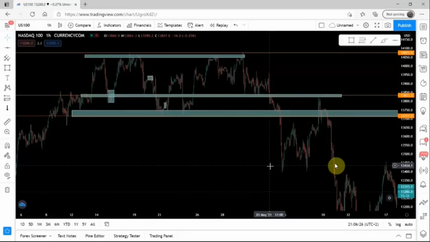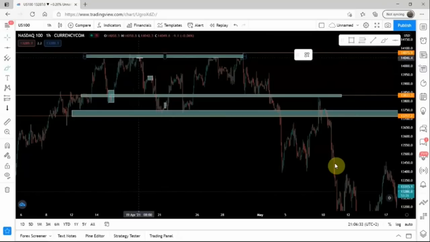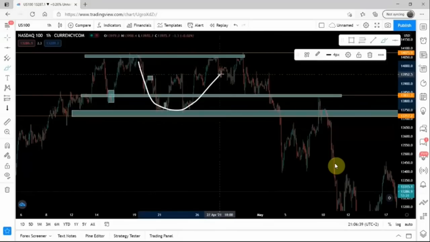We knew that the minute the supply zone came back to tap into this level, we would then dump. And the minute from this level, the market came back into that level once again, the market would dump. It's not that difficult.